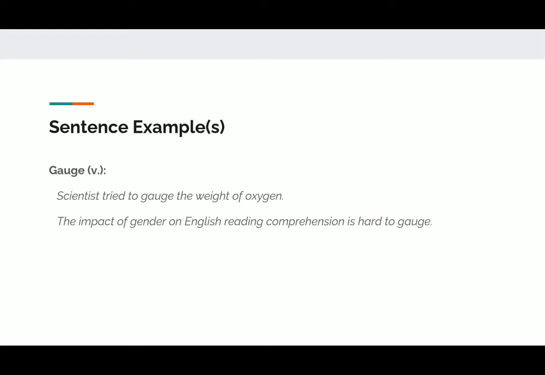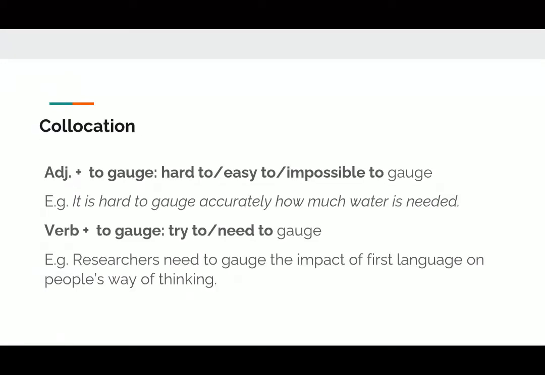When you want to say evaluate or measure in your assignments, to be more academic, you can use the word gauge instead. Here are two common collocations of the word gauge. One is adjective plus to gauge. So you can say hard to gauge, easy to gauge, impossible to gauge. For example, it is hard to gauge accurately how much water is needed.